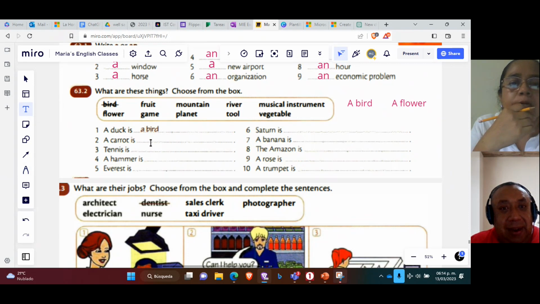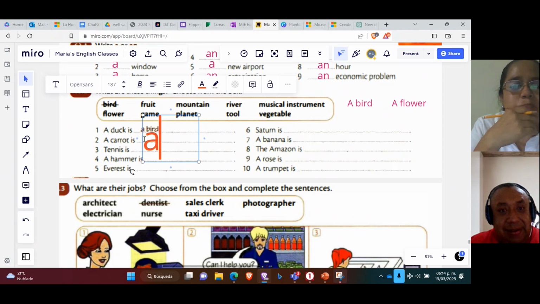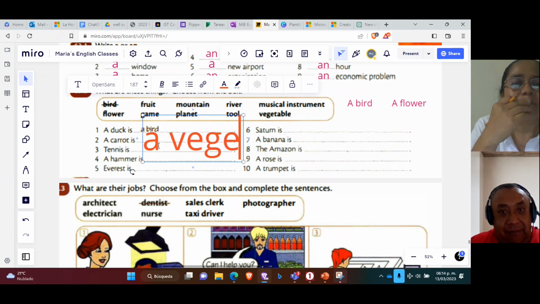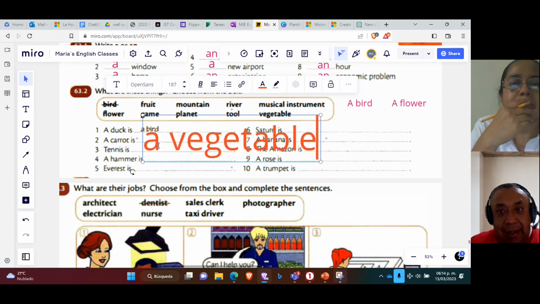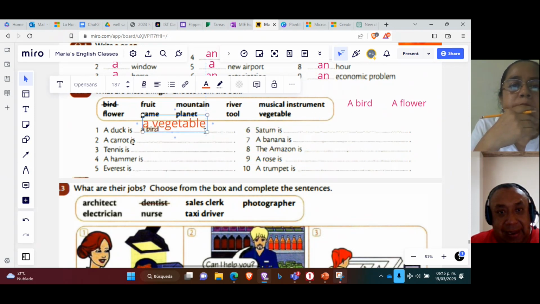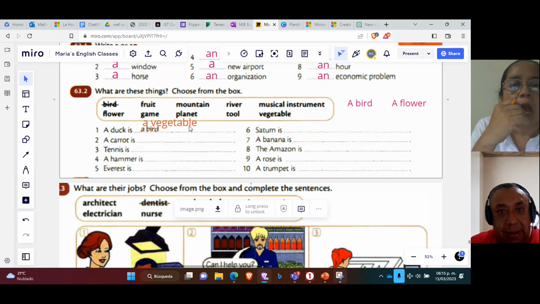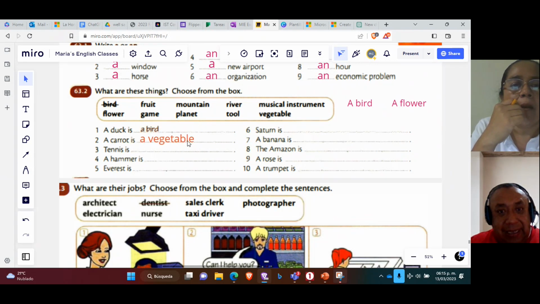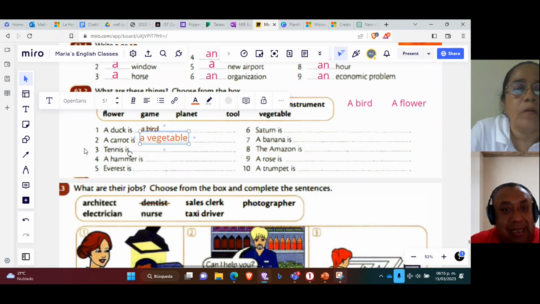A carrot, una zanahoria, is a vegetable. A vegetable, ¿verdad? A vegetable, ok. Ok. Exacto, a baseball, ¿ok? Veamos, repetimos.